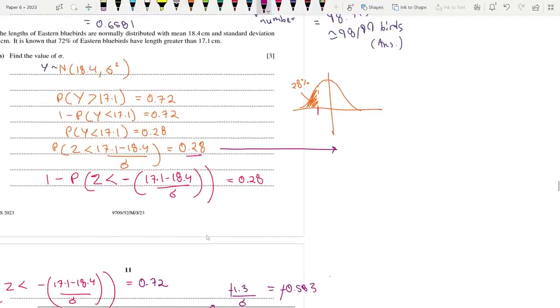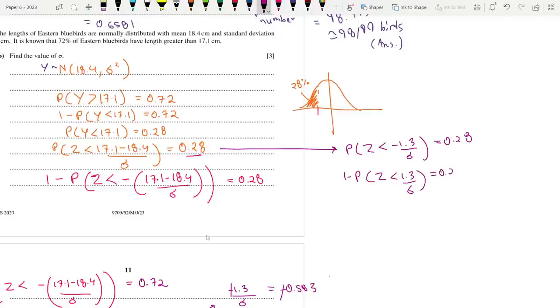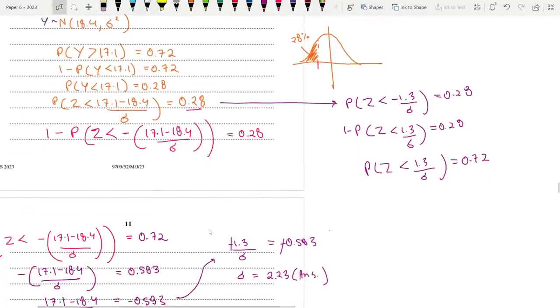Basically, this is another route. You could write this first. 17.1 minus 18.4 is minus 1.3. You could write P(Z < minus 1.3 by sigma) is equal to 0.28. Then you could just convert this to the positive one. You could write 1 minus P(Z < 1.3 by sigma) is equal to 0.28, or P(Z < 1.3 divided by sigma) is equal to 0.72. Then we could simply input 0.583 over here. 0.583 is equal to 1.3 by sigma, and therefore sigma is equal to 2.23, right?